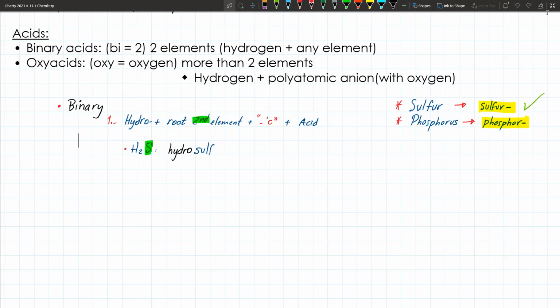Then it says the suffix "ic", hydrosulfuric. And then the word acid. Another example.